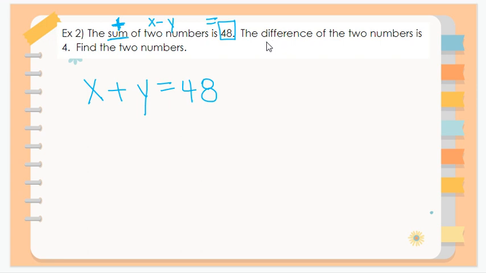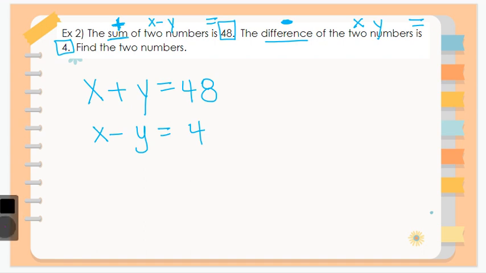The next sentence says the difference, and difference means to subtract. We know that's the answer we get to a subtraction problem. So the difference of the two numbers, which is our x and our y, is means equals 4. Okay, so we're going to do x minus y equals 4. Find the two numbers. So if we add them together, we get 48. If we subtract them, we get 4. All right, so let's solve this problem.